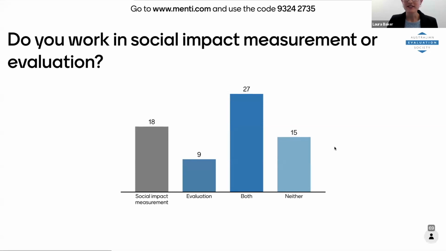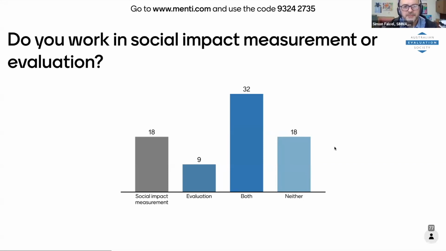So this question aims to understand, where do you think you work? Is it in social impact measurement, evaluation, both or neither? So I think this gets to my Venn diagram question at the beginning of, what do you call yourself? So really interesting that we can see a lot of people here are both. Also a lot of neither. I'm curious to hear what the neithers would consider themselves as, if anyone wants to type in the chat.